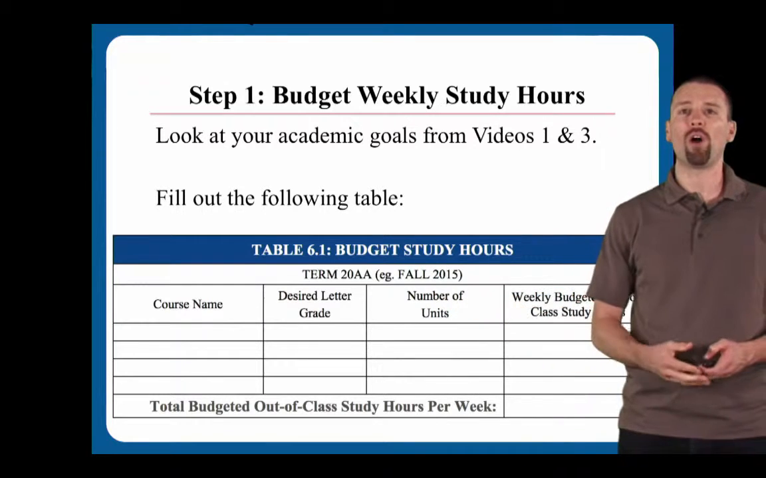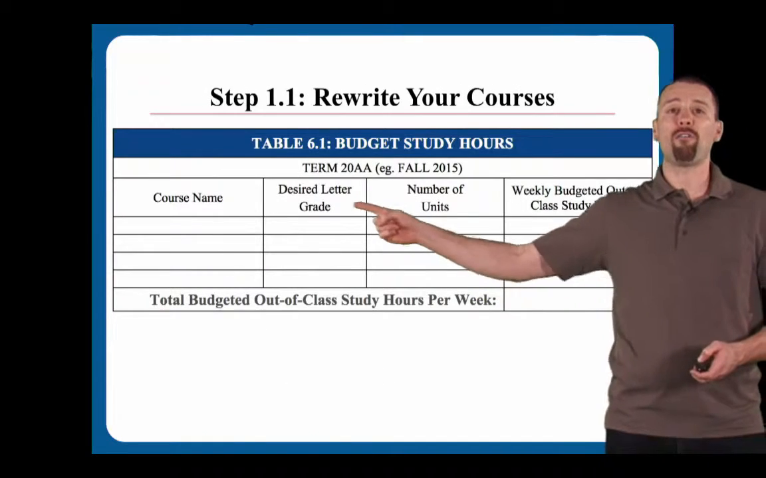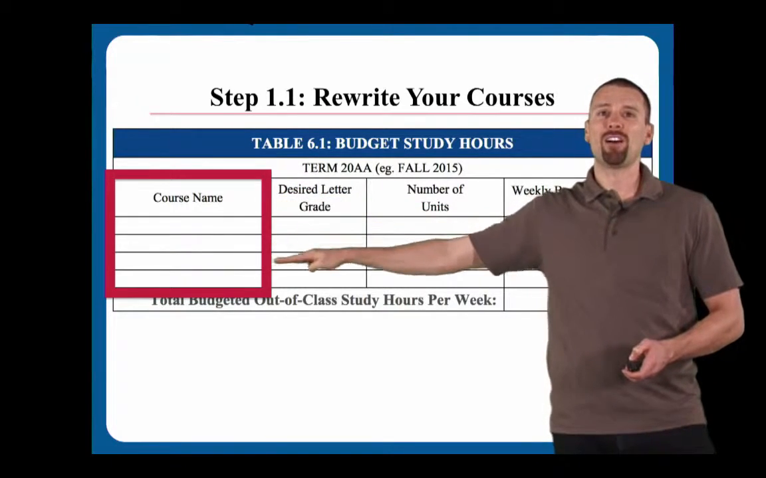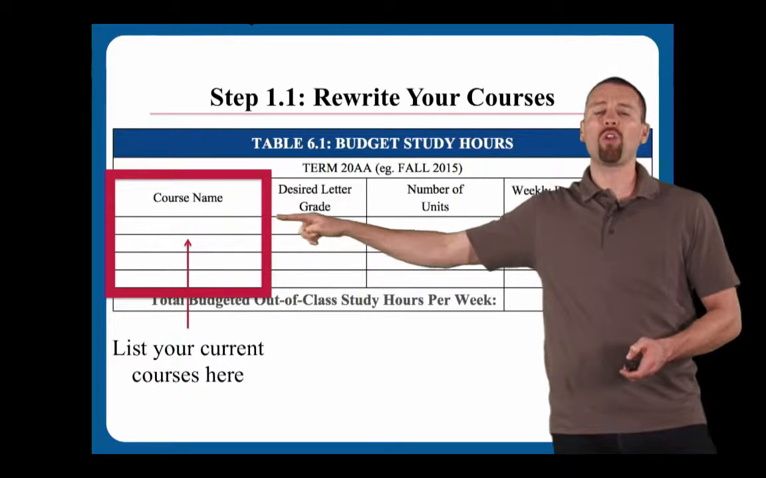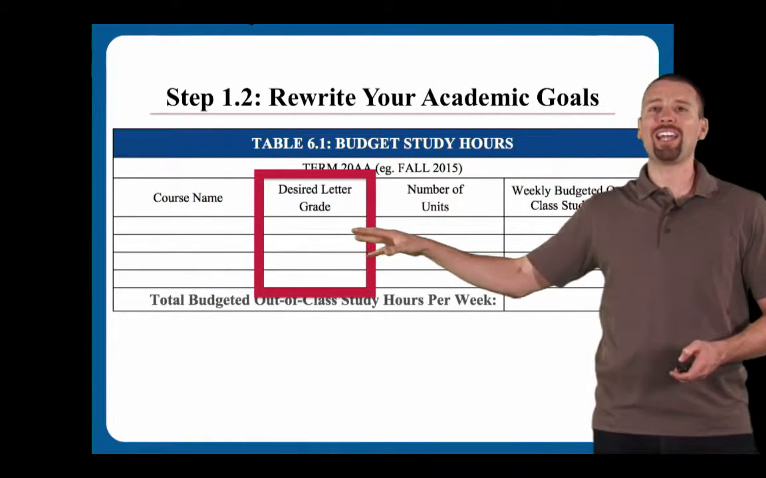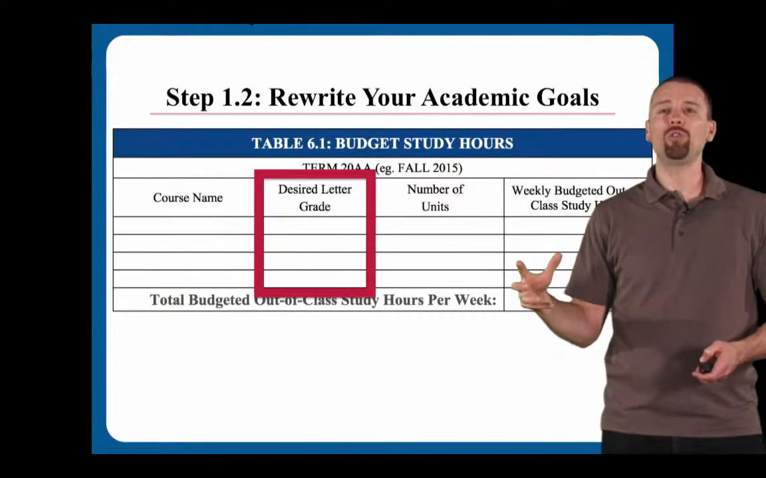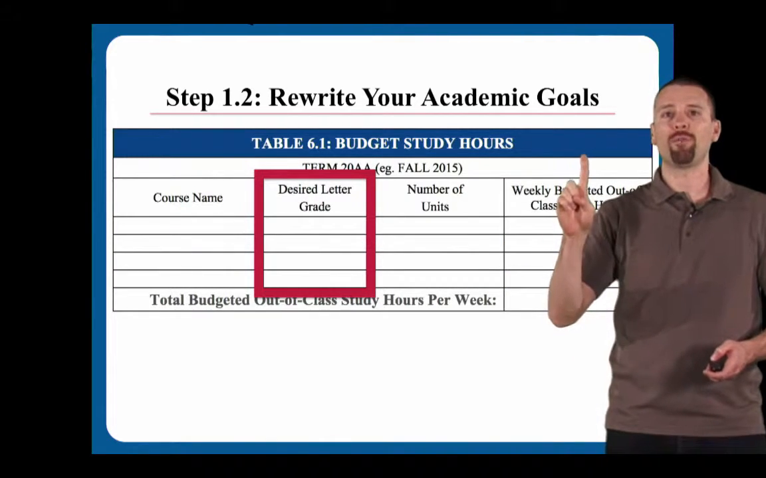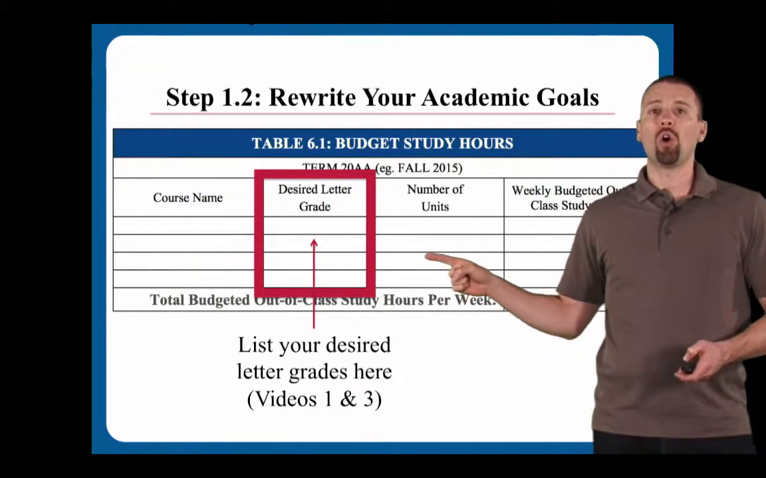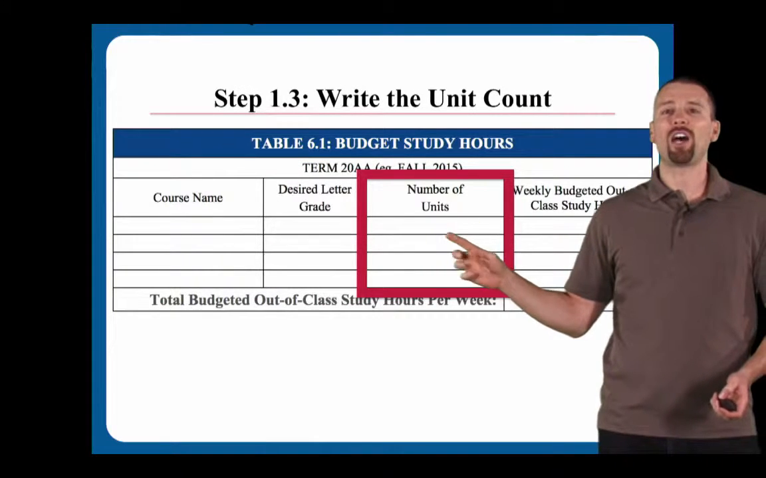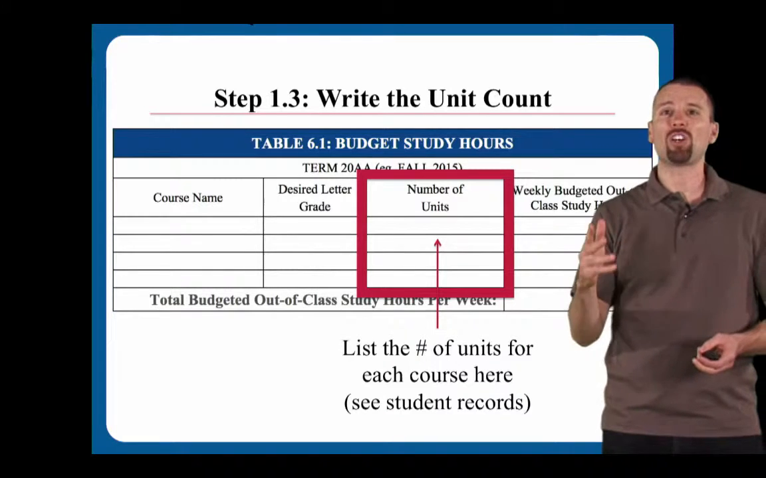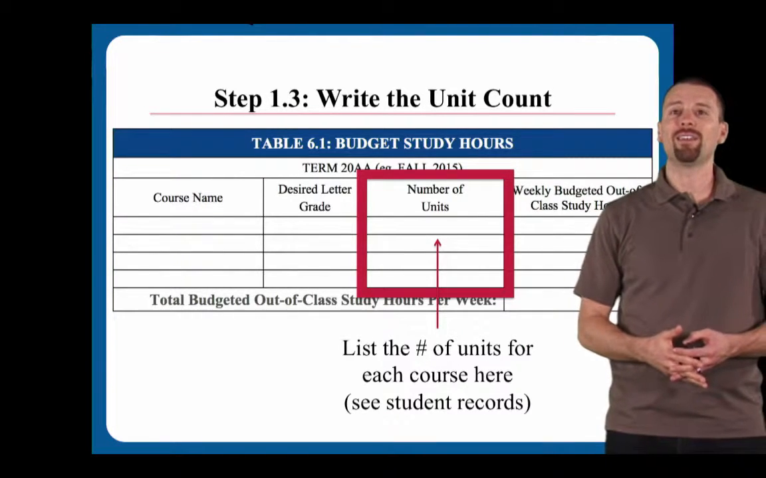It's table 6.1. Let's begin with the first section of table 6.1, which is course names. In this list of course names, you're going to list all the courses that you're currently enrolled in. Next to each course, you're going to write the desired letter grade. These are the grades that you decided that you wanted to shoot for in your academic goals from video 1. Associated with each of your desired letter grades, you're going to write the number of units associated with each course. You might get this from your list of classes on your registrar's online site.